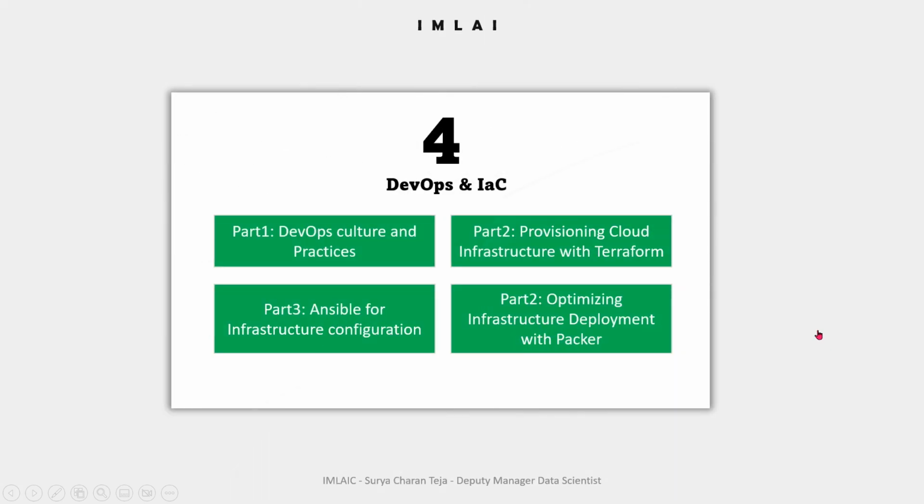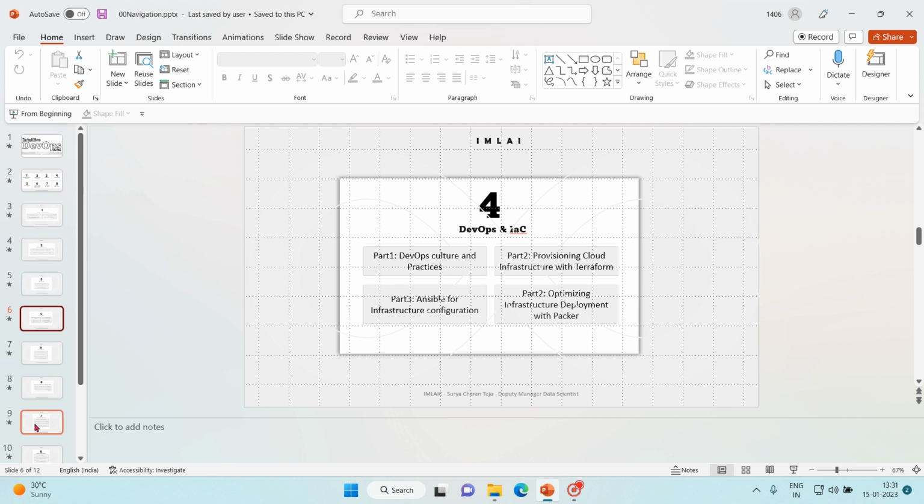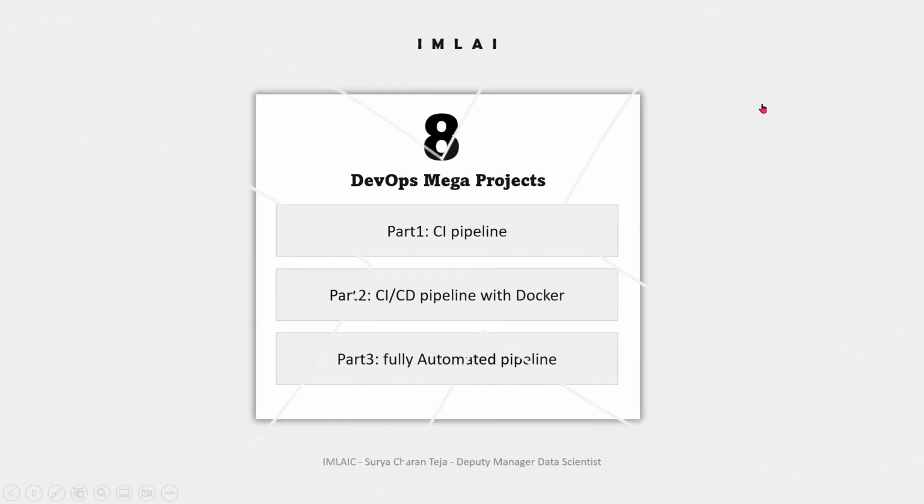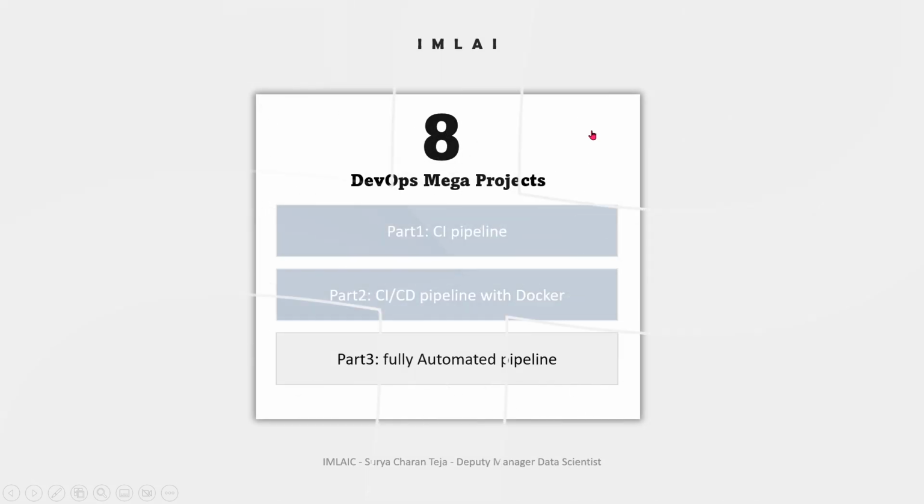Then the final one is module 8, that is DevOps mega projects. In DevOps mega projects, part 1 is just a normal continuous integration pipeline, and then part 2, continuous integration as well as continuous delivery, a CI/CD pipeline with Docker. And then part 3 is a fully automated, complete pipeline.